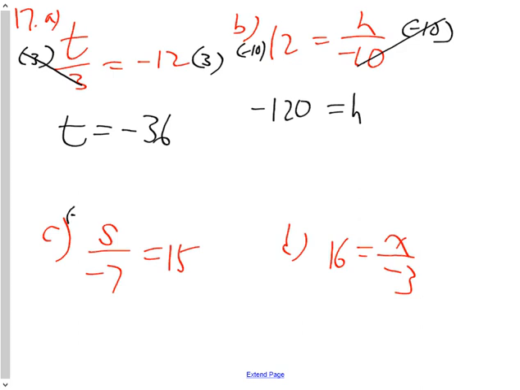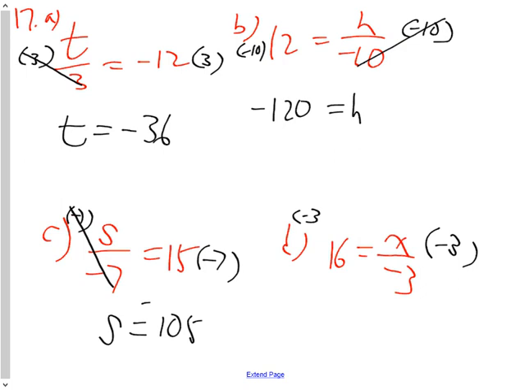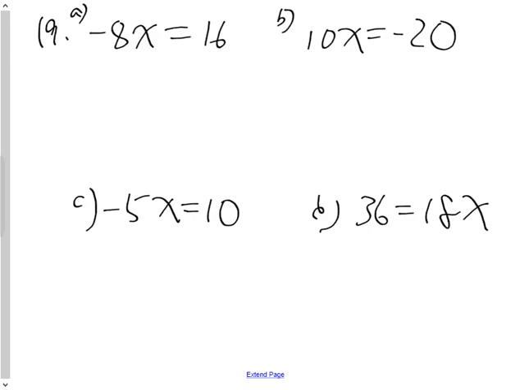S divided by negative 7 multiplied by negative 7 equals s. And over here we get 105. Multiply both sides by negative 3. X equals negative 48.